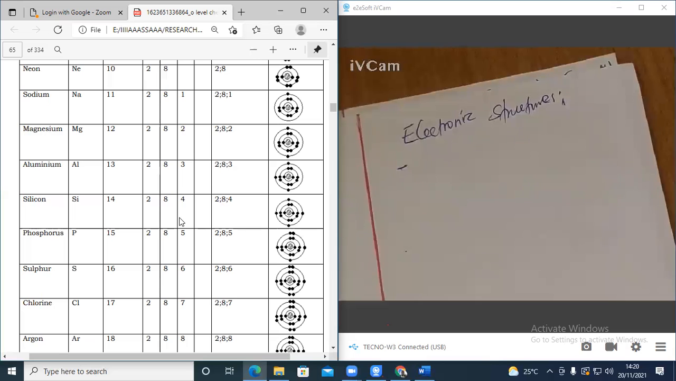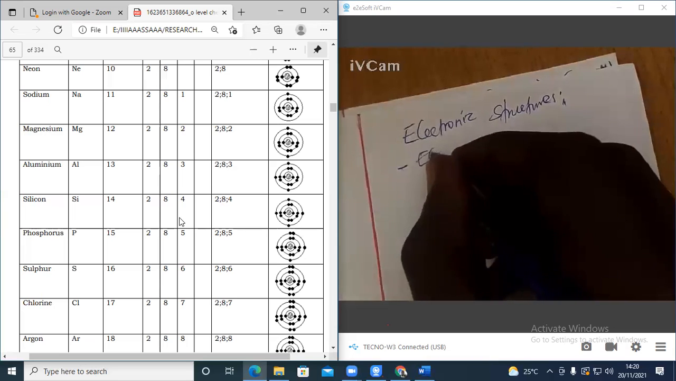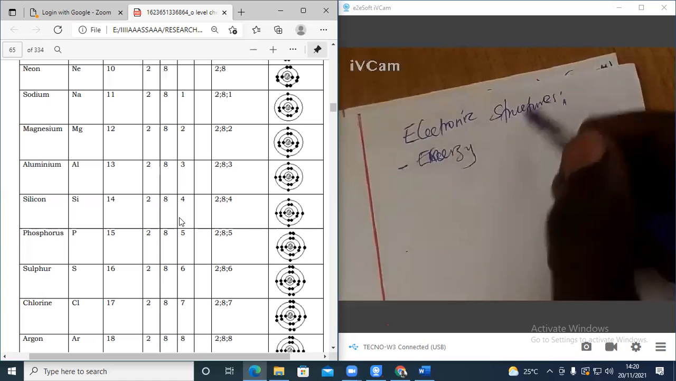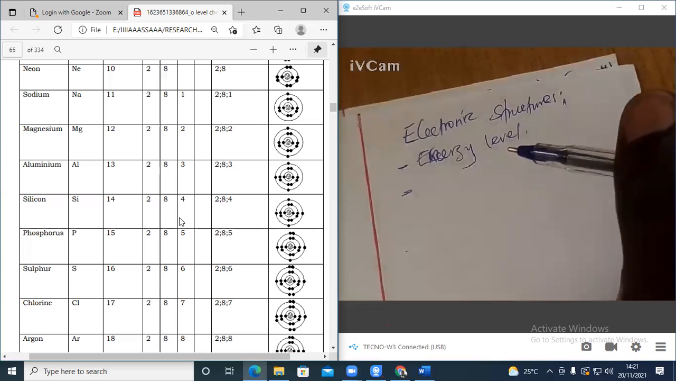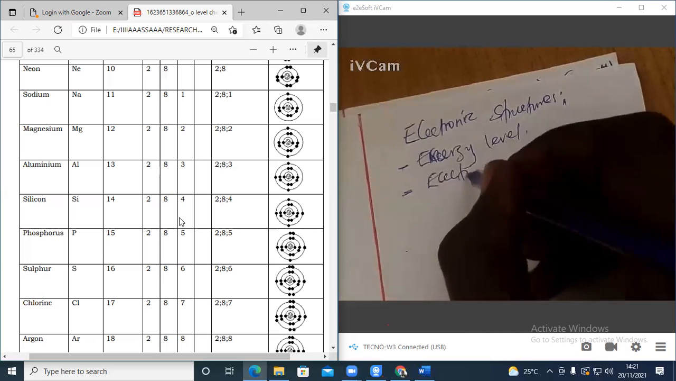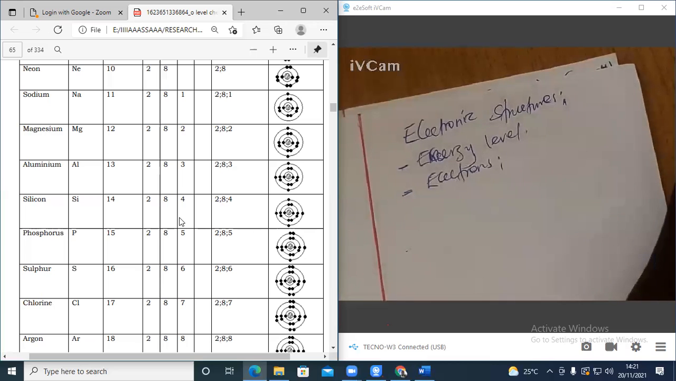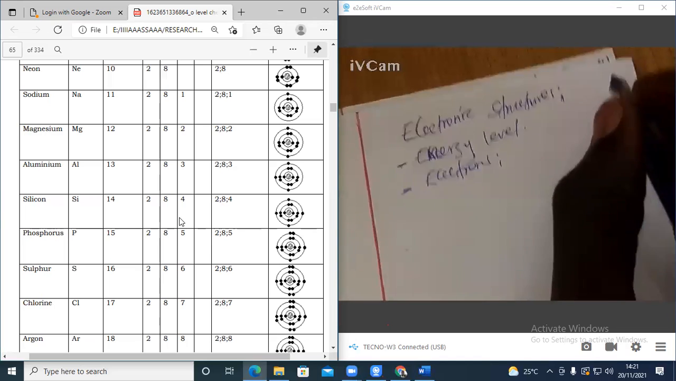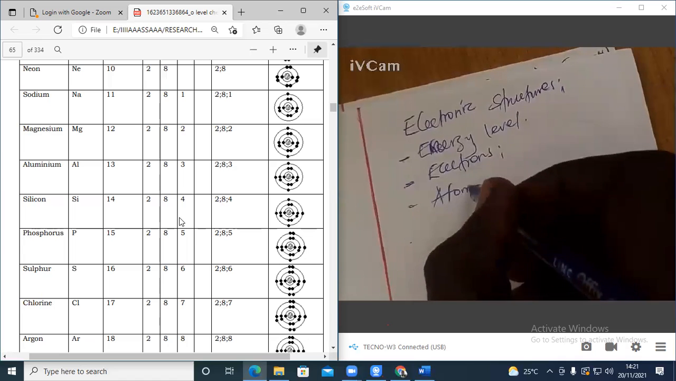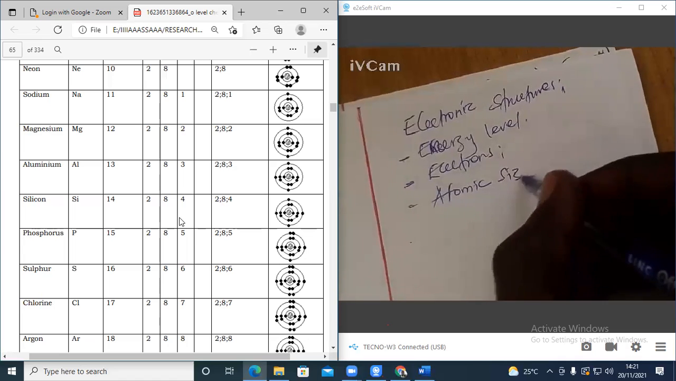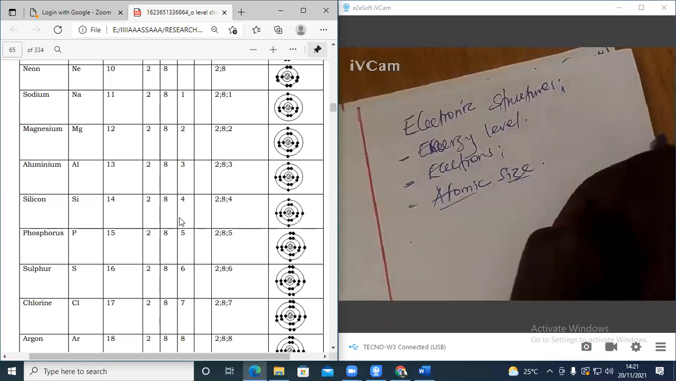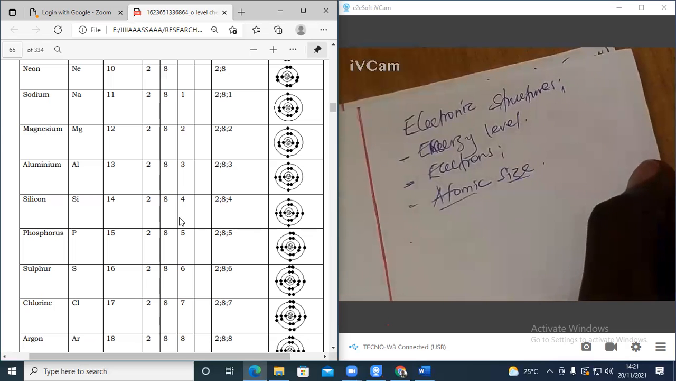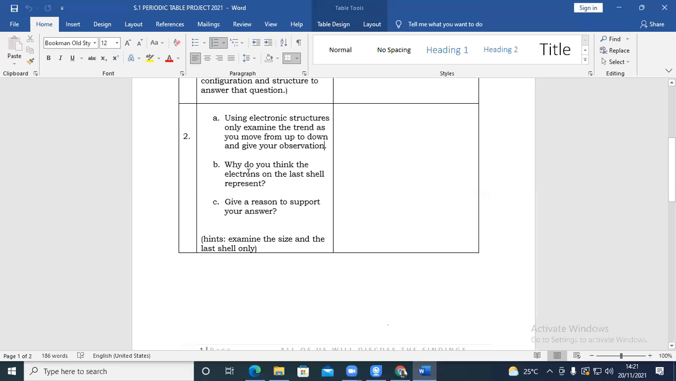Energy levels. The energy levels are increasing. That's one. Electrons, correct. Is there anything else? What about atomic size? It increases. The size of an atom increases as you go down the group, isn't it? Yes. So those are some of the observations.